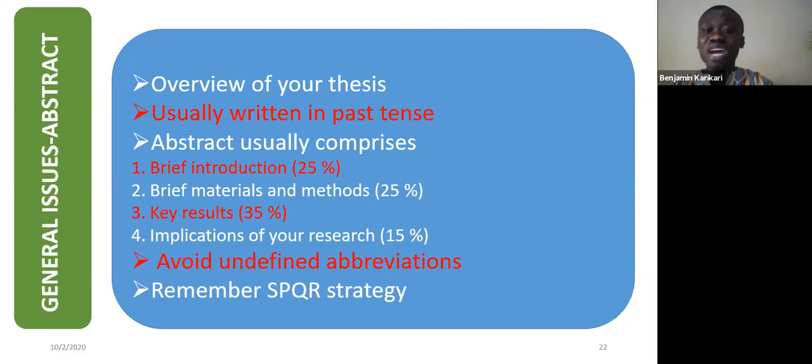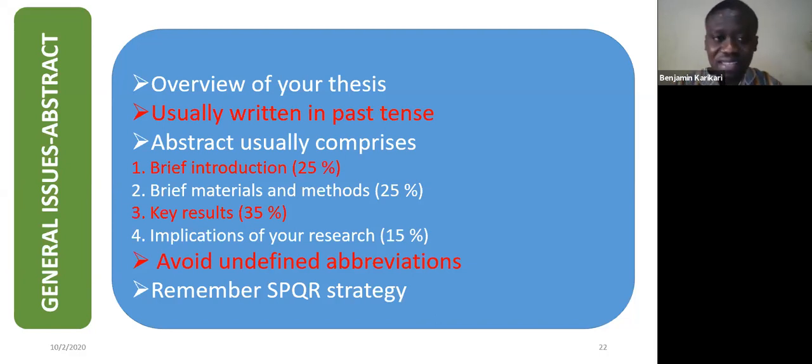Abstract. What are some of the general issues that we need to know about the abstract? Basically, your introduction, your results, your discussions, you should remember S, P, Q, R. You should remember these 4 abbreviations. The abstract gives an overview of your thesis. So you should write a very good abstract, because normally if your abstract is weak, your reviewer is likely not to waste time on your thesis. Likewise, any paper that you want to publish. So you should be able to highlight the key findings in your abstract.